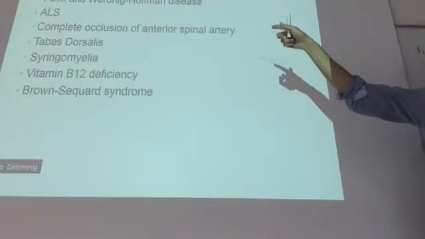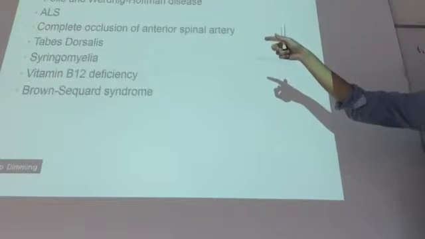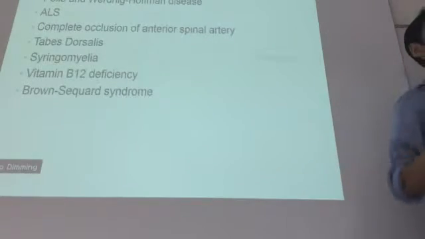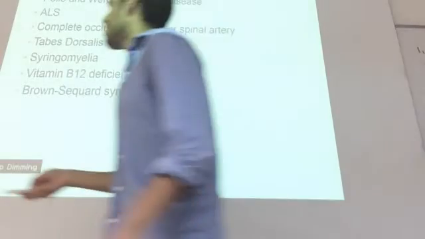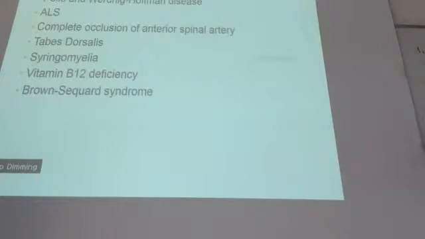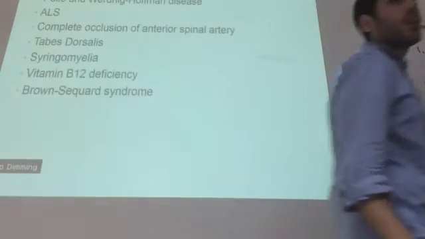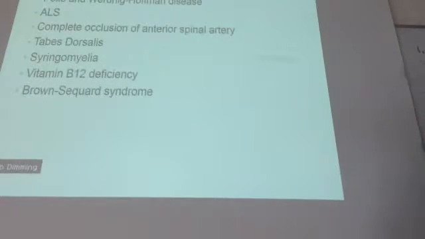Complete occlusion of the anterior spinal artery. Where is the anterior spinal artery? Anteriorly, it's going to be located right here. Everything except the dorsal columns is going to be damaged. So what's the only thing the patient is going to have? Fine touch, vibration, proprioception, but both their motor and their pain and temperature sensation is going to be gone with an anterior spinal artery infarct.